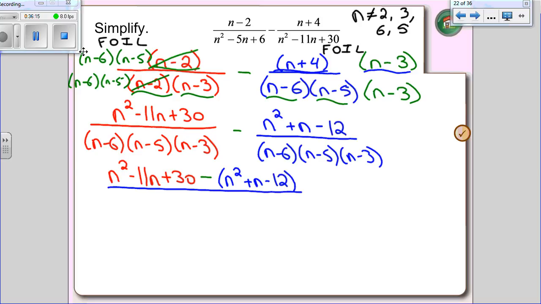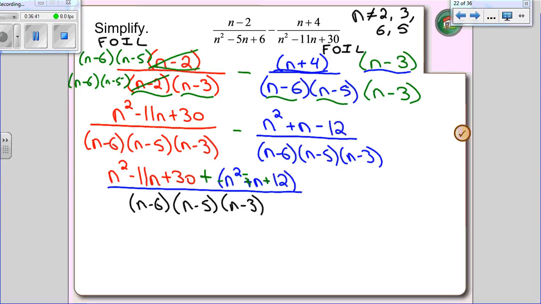Again, the bottom is still the same, it's just combined into one. So if you have a negative on the outside, it turns into a positive, and it changes all the other signs. And then you can combine your like terms. But that negative has to come into the brackets and change everything on the inside of the brackets.